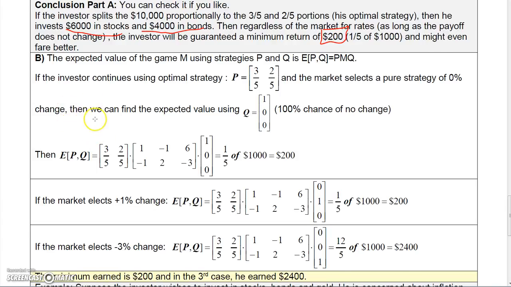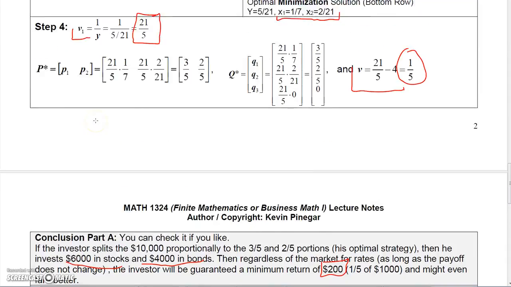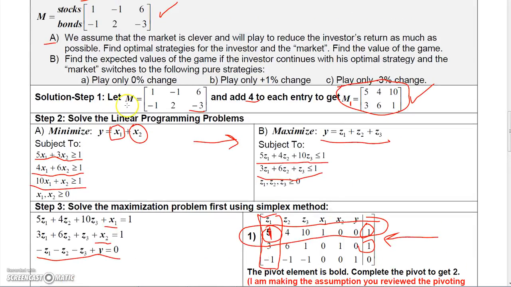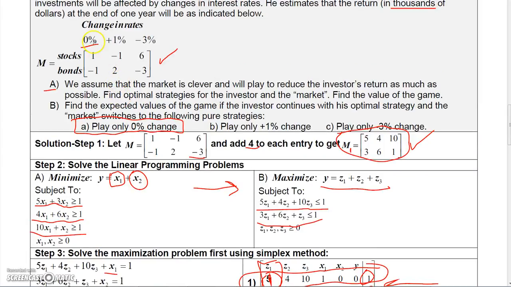Okay, so that's part A. Now, part B says find the expected value of the game if the investor continues with this optimal strategy and the market value switches to the following pure strategies. Okay, so once I do the 0% change, I think you'll figure out how to do the other two. The 0% change would be right here.